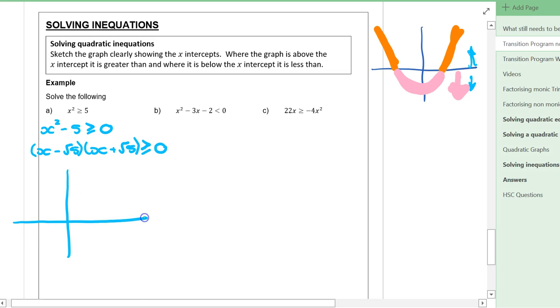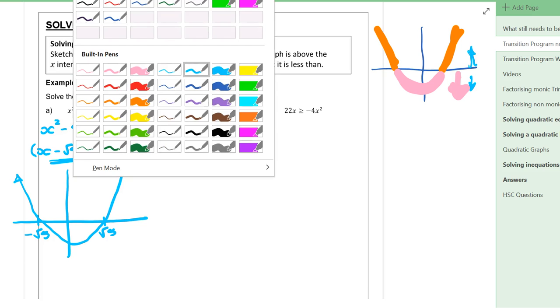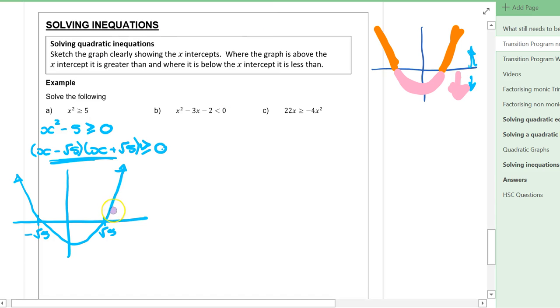So I want to draw it. It cuts at minus root 5 and plus root 5. And the question says, where is the parabola bigger than or equal to 0? So bigger than or equal to 0 is above the line. So I can say it's here and it's here. How do I write that? I say x is less than or equal to minus root 5 and x is greater than or equal to root 5. Because it's what we call non-continuous, so there's a gap, we have to write these as 2 separate.